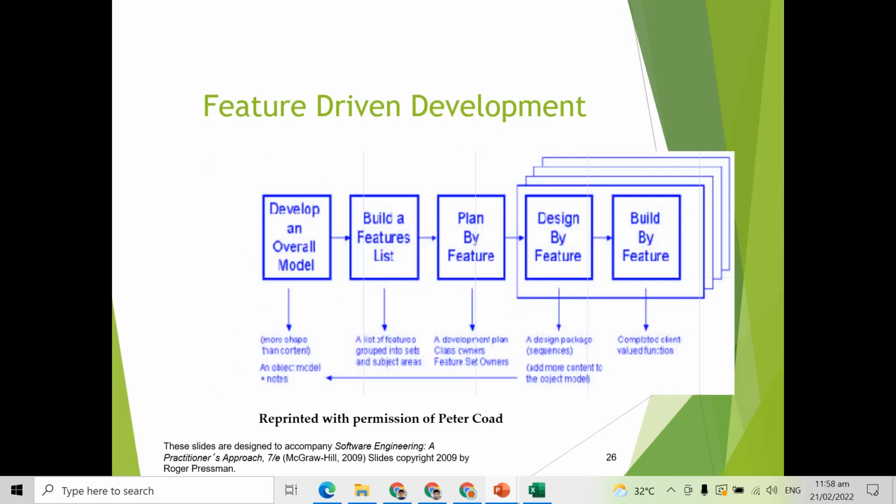So here is another illustration, printed with permission of Peter Coad. We have here develop an overall model. Next, build a feature list and plan by feature. And then it goes to design by feature and build by feature.